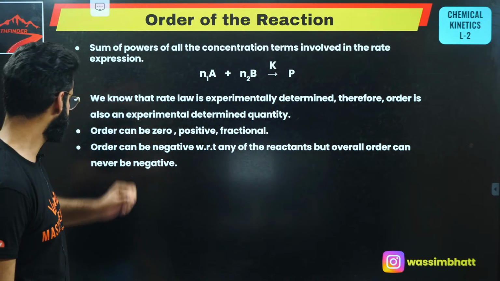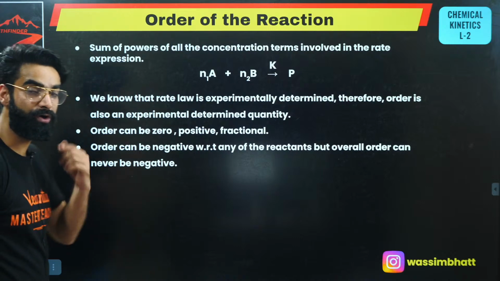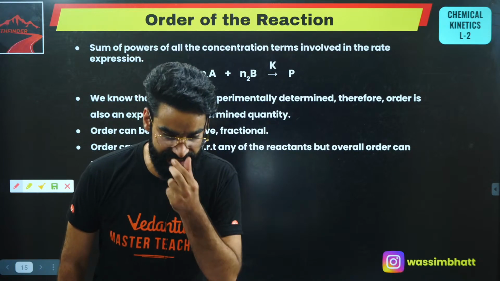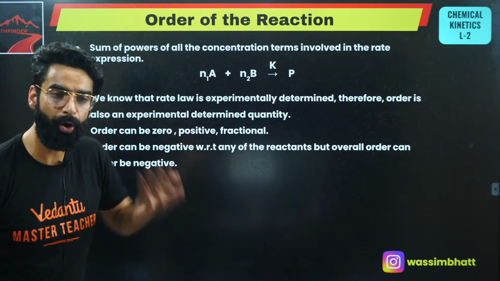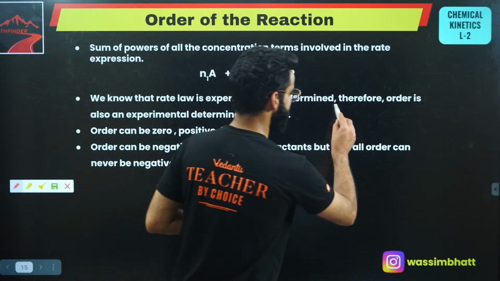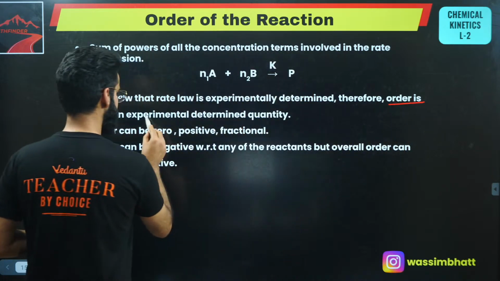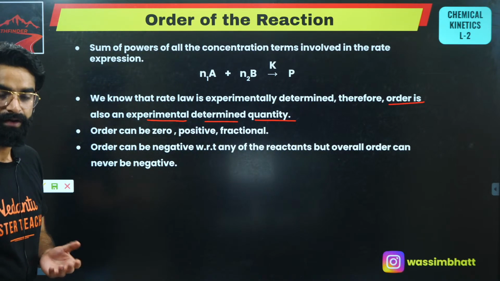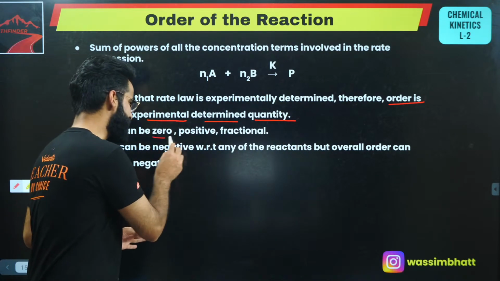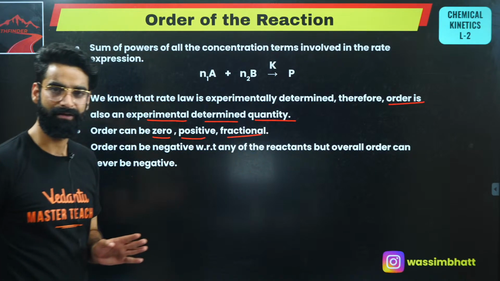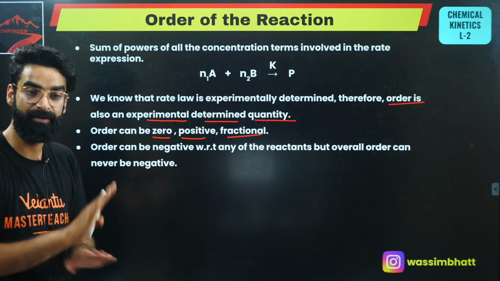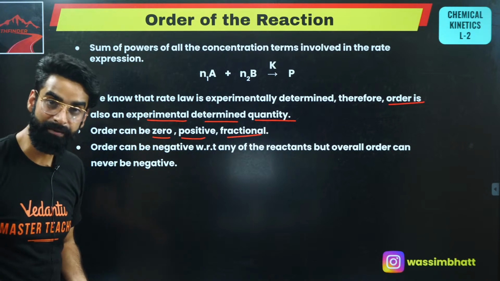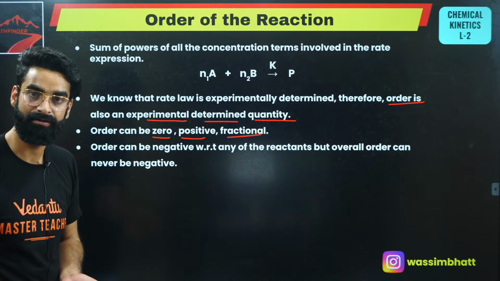Now, in order to calculate the order of the reaction, we need to write the rate law, and rate law is something which is experimentally determined. That means the order of the reaction is also an experimentally determined quantity, right? Remember, order of the reaction can be 0, positive or fractional as well. Unlike molecularity, which can never be 0 and can never be fractional, order can be 0 or fractional, right?